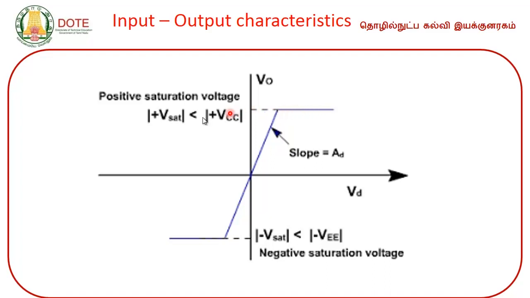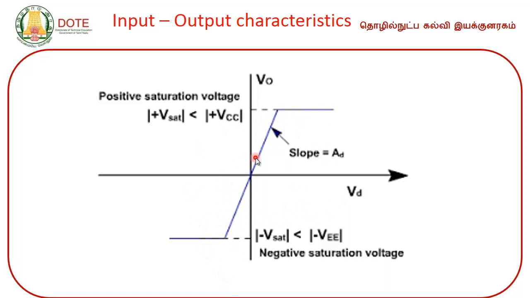So this is called plus V saturation voltage. Similarly on the negative side you have minus V saturation voltage. So at any point of time, the output voltage of the operational amplifier can be in between these 2 voltages, that is between plus V saturation and minus V saturation. It cannot exceed plus V saturation or minus V saturation. So that is the meaning of this characteristics curve.